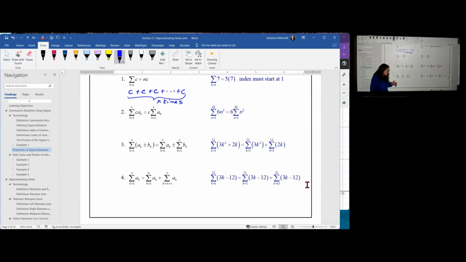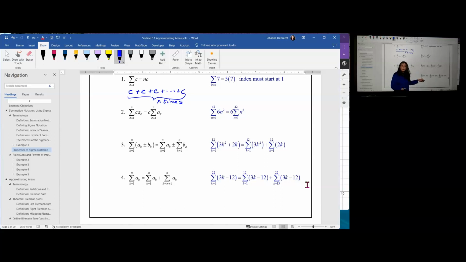So for example, if I want to look at the sum from 1 to 22 of the expression 3k minus 12, I can instead write this as the sum from 1 to 12 of 3k minus 12 plus the sum from 13 to 22.